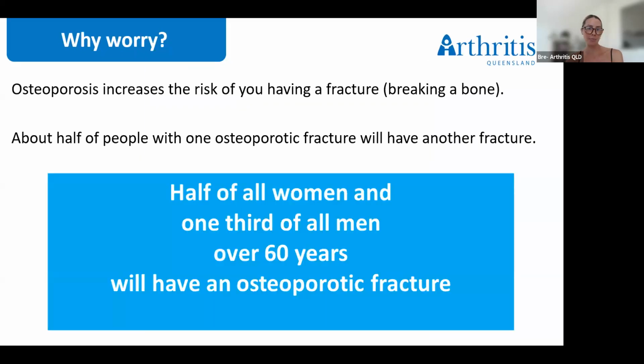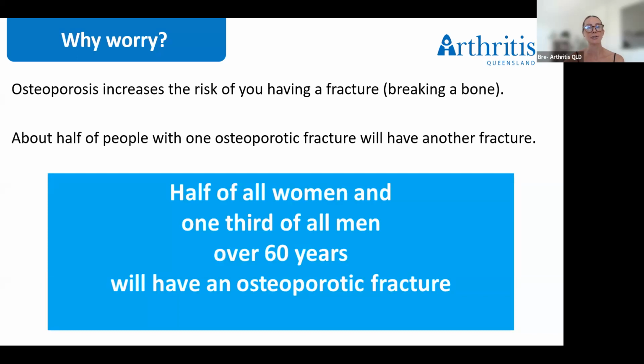So why should we worry about osteoporosis? The reason is that if we have osteoporosis, it increases our risk of having a fracture and breaking bones. Osteoporosis weakens our bones, which we saw in that diagram, and makes them more susceptible to fractures, especially in our hip, our spine, and our wrists. These fractures can result in chronic pain, disability, and a loss of independence.